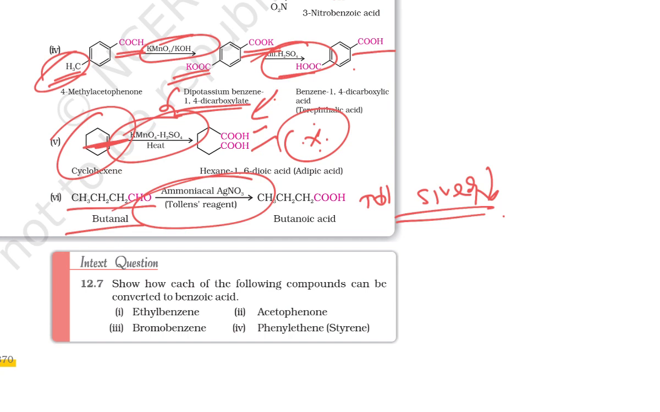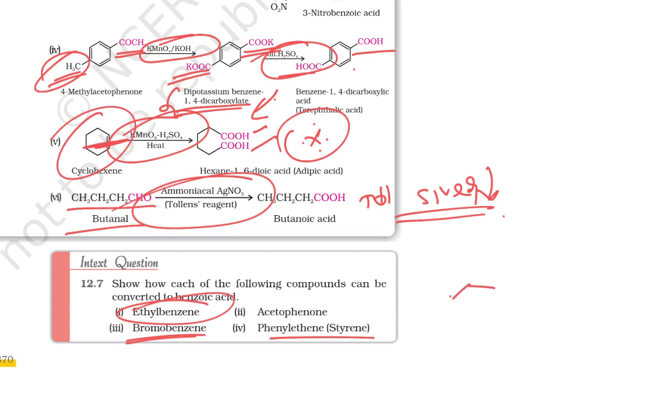Then how are we going to convert ethylbenzene into benzoic acid, acetophenone into benzoic acid, phenylethene into benzoic acid, and bromobenzene to benzoic acid? If you take ethylbenzene, in the presence of KMnO4 and KOH, it gives rise to potassium benzoate. That potassium benzoate undergoes the hydrolysis reaction and forms benzoic acid.